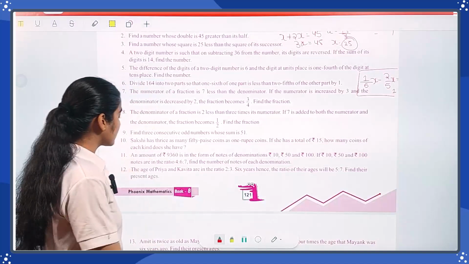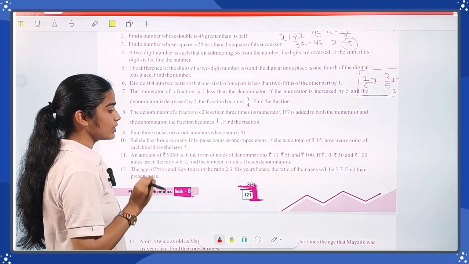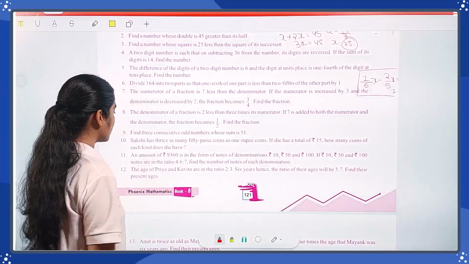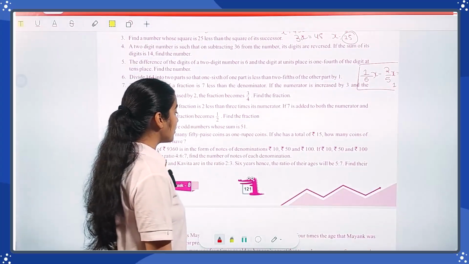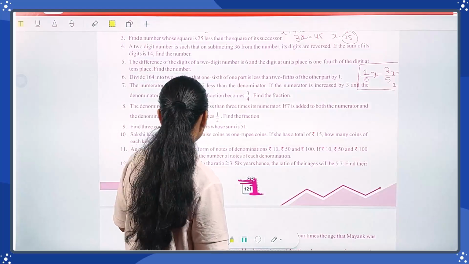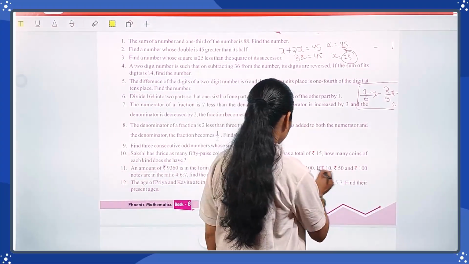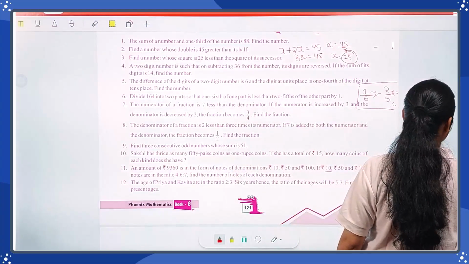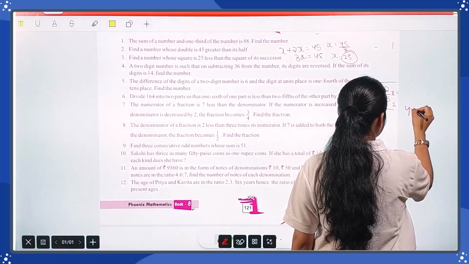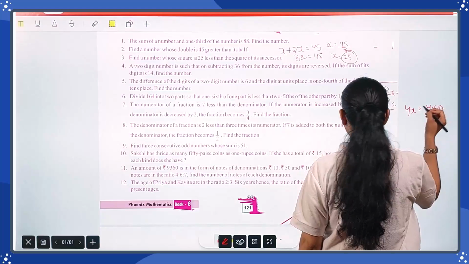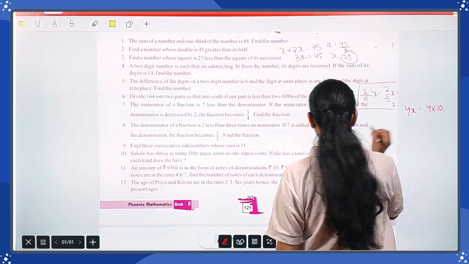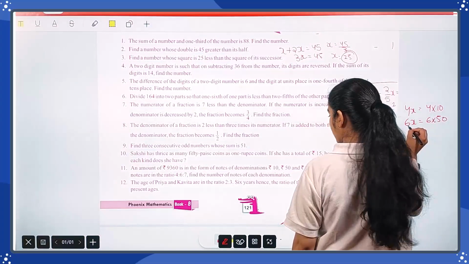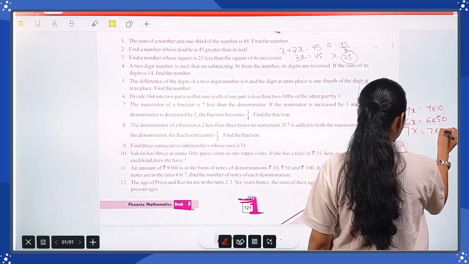an amount of 9360 is in the form of notes of denominations 10, 50 and 100. If 10, 50 and 100 notes are in the ratio of 4:6:7, find the number of notes of each denomination. So what we have to do, let's take 10, so 4, 6 and 7. So 4x is equal to 4 multiplied by 10 because 10 rupees. Then 6x, which is 6 multiplied by 50. Then we have 7x, which is multiplied by 100.